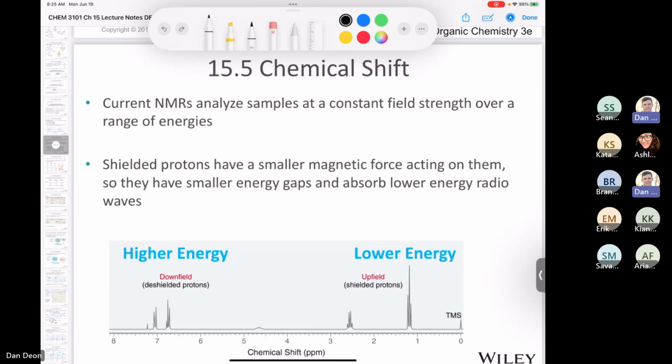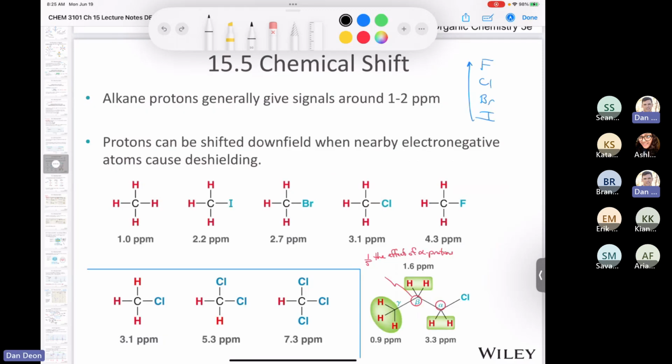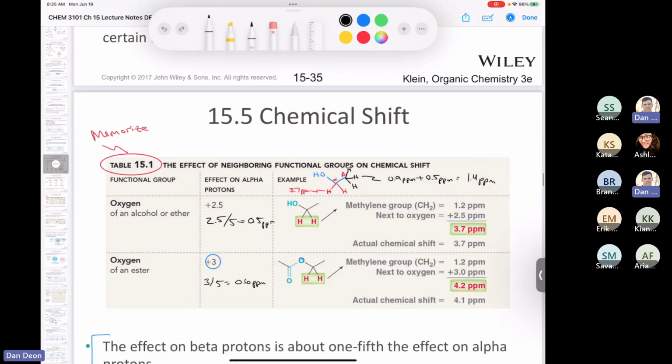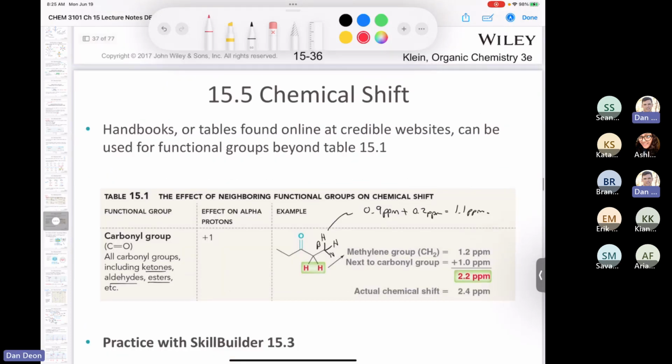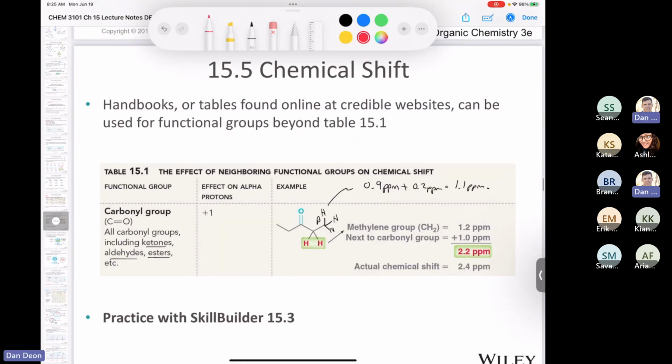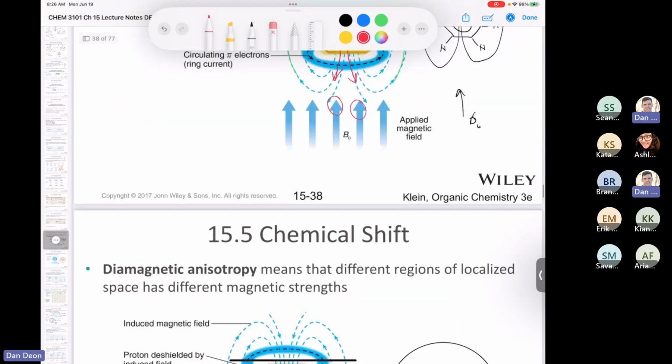So you can see the electron withdrawing effect of a halogen. We covered that last class. And then after that, we looked at the electron withdrawing effect of an oxygen, of an alcohol, or an ether. And we said that if you're right next to that, the effect is 2.5. And if you're next to the oxygen of an ester, the effect is 3. If you're in the beta position, it's 1/5 of that effect. And then we said if you're alpha to a carbonyl, the electron withdrawing effect is 1 part per million. If you're beta to that, it's 1/5 of that. So you need to be very well aware of that.